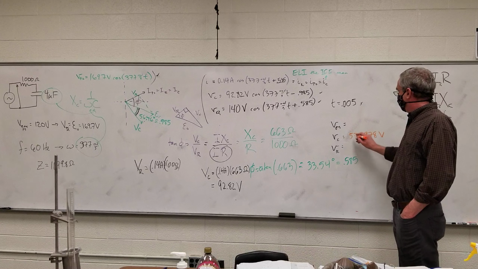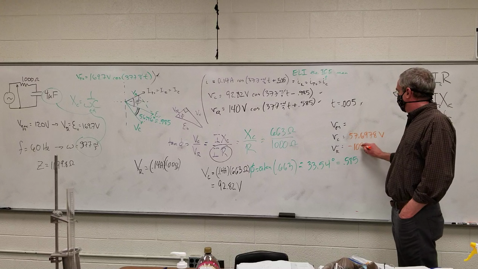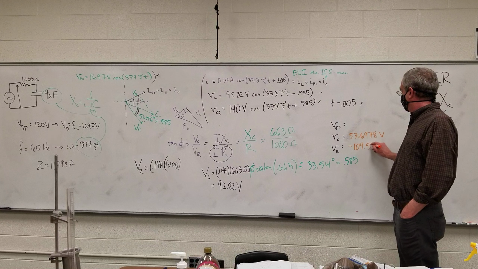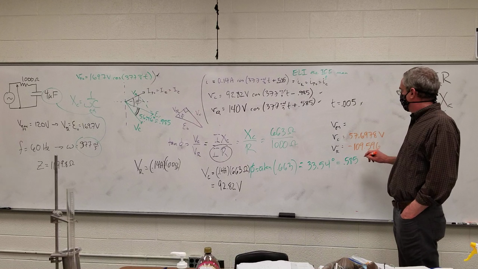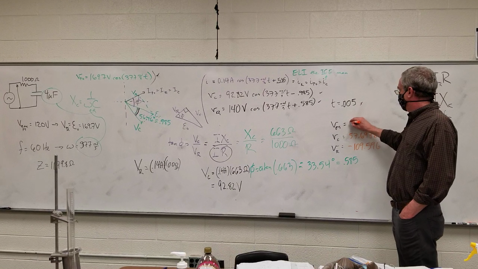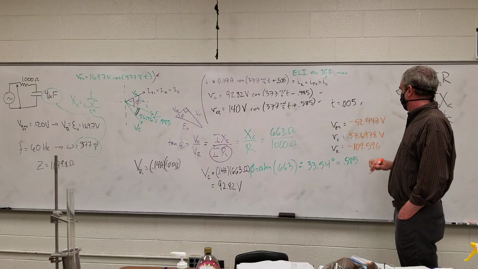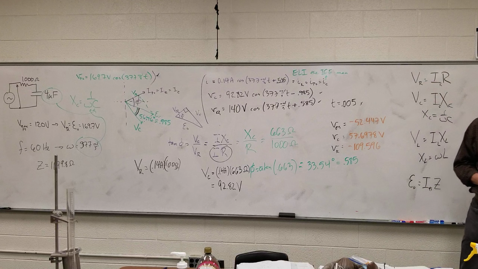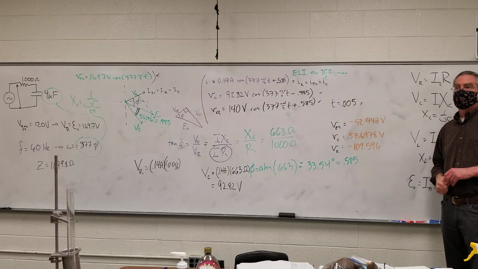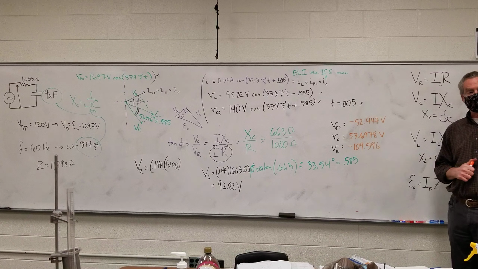For the VR, I got negative 109.596. I got the same for VC. All right. And for the VPS, I got negative 52.447. Those are looking good. Got a confirmation on any of them, besides the second one? I have the same for the first one. First one, all right. Confirmation on the last one?